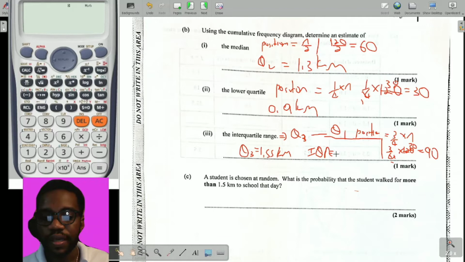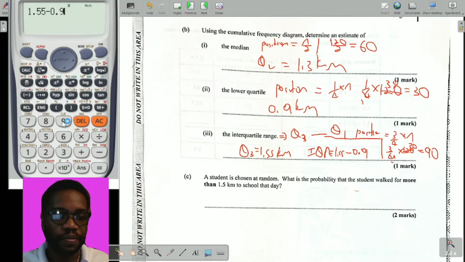Now, if you don't like to work with decimals, simply pull up your calculator. And you're going to put in 1.55 minus 0.9. Alright. That's 0.65 kilometers. Now, please do not leave off the unit. Leaving off the unit would make you get the question wrong. Alright? So you have to be smart in how you approach the questions. Now, if you're unable to read the graph, if you use my method to work out what each line represents, then you can't go wrong.